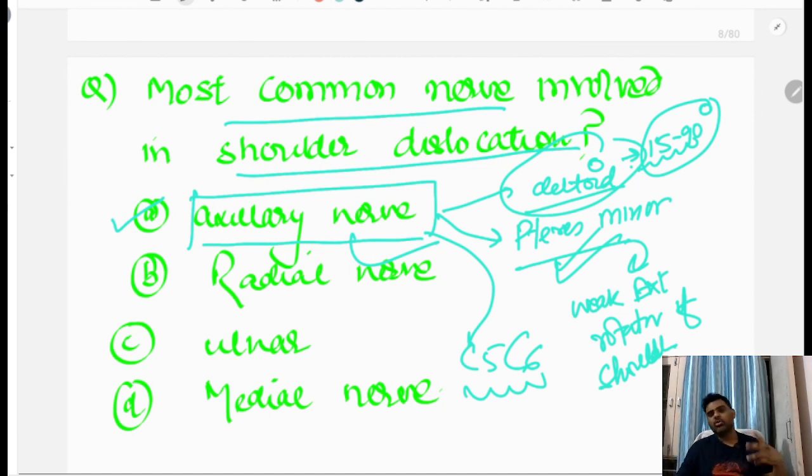Okay. So now, the most common type of shoulder dislocation is anterior dislocation, and axillary nerve is damaged in anterior dislocation. In posterior dislocation, axillary nerve is generally spared. Therefore, if someone asks you which is the most common nerve involved in shoulder dislocation, you have to take that dislocation as anterior dislocation, and axillary nerve should be marked.